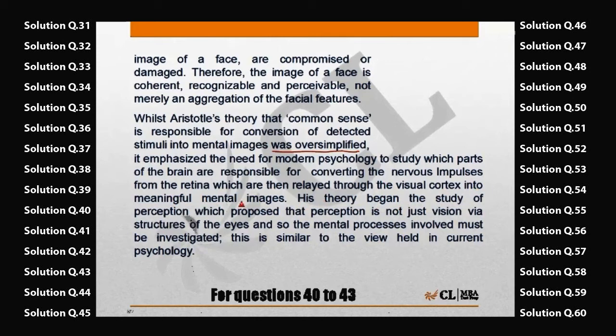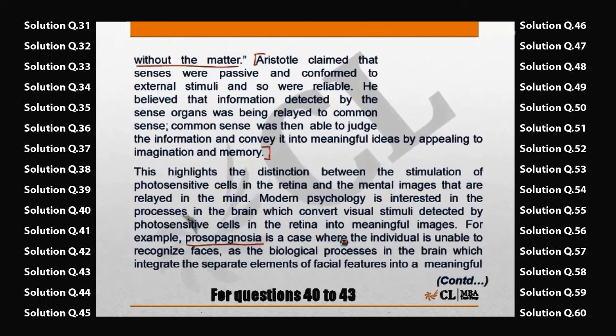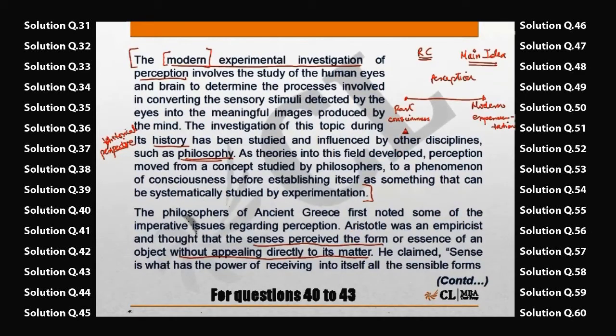His theory began the study of perception, which proposed that perception is not just vision by a structure of the eyes, and so the mental processes involved must be investigated. This is similar to the view held in current psychology. So, too many details, but what we'll understand is that it's talking about investigation of perception, how it started in the past, and Aristotle is mentioned. He talks about common sense and how it's developed to the modern understanding of what perception is through experimentation.